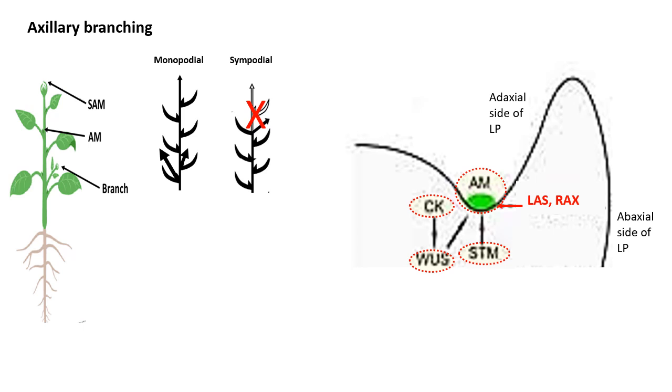Other transcription factors called REGULATOR OF AXILLARY MERISTEM, that is RAX, are MYB transcription factors, which are expressed in boundary regions of axillary meristems and are specific regulators of axillary meristem initiation, whereas RAX1, 2, 3 triple mutants show an absence of AM development. So both groups of transcription factors are really important for the growth of an axillary meristem.